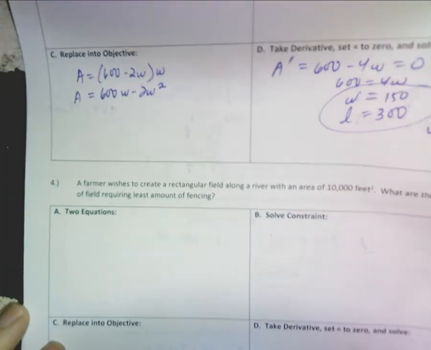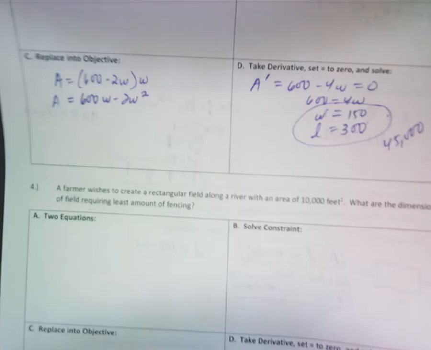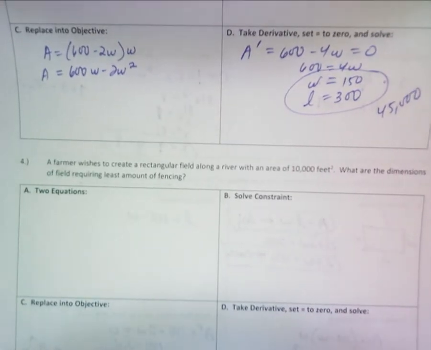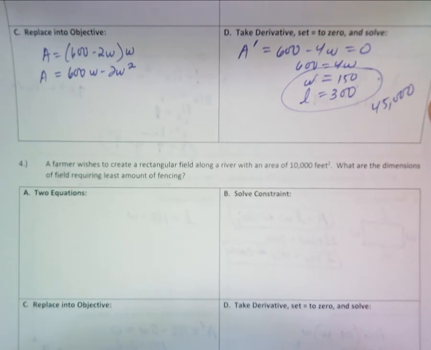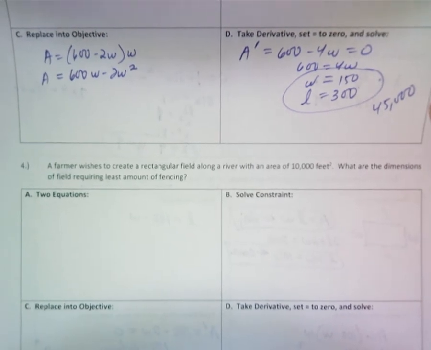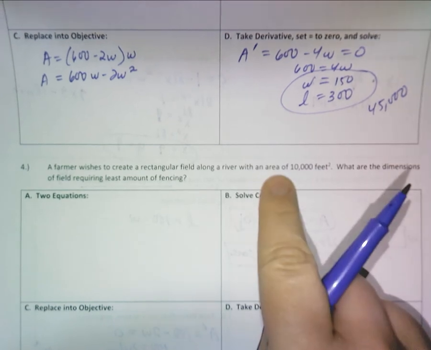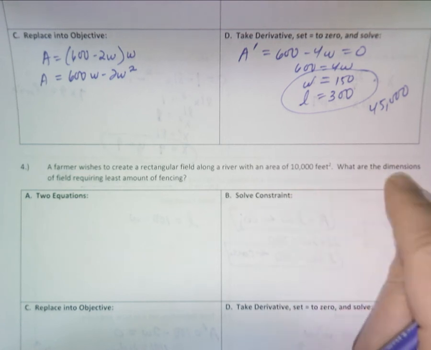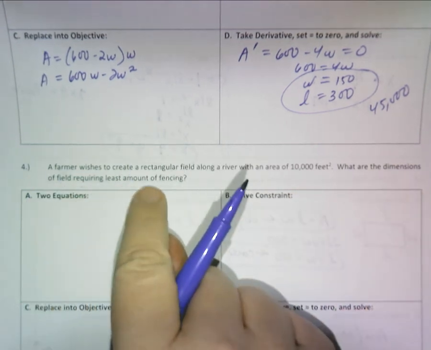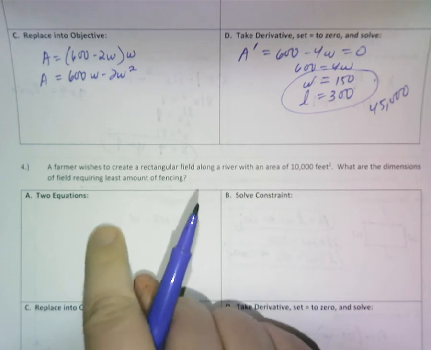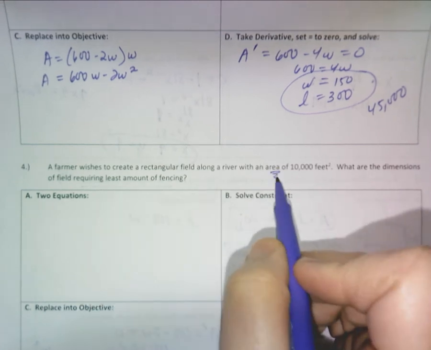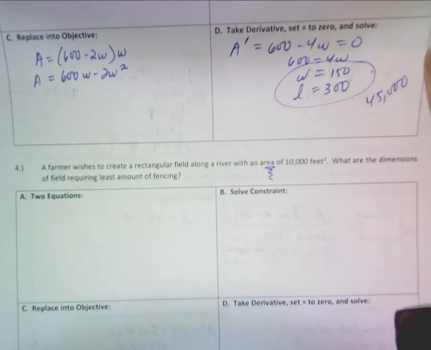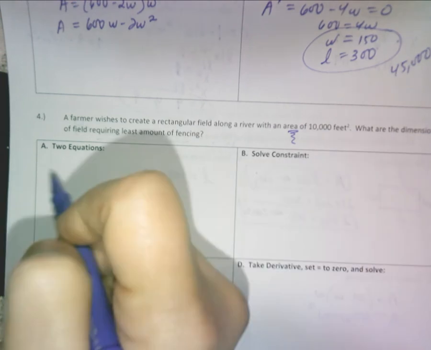All right, so let's see if we can do 4 now. A farmer wishes to create a rectangular field along a river. Again, whenever he's creating it along a river, there's no fencing there. I just didn't type it in here. With an area of 10,000. I switched this up on you. What are the dimensions of the field requiring the least amount of fencing? See if you can write the 2 equations now. The area is 10,000. I wasn't giving you fencing. Picture's the same.